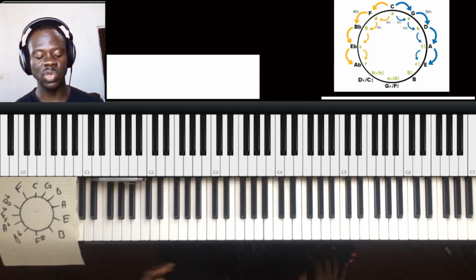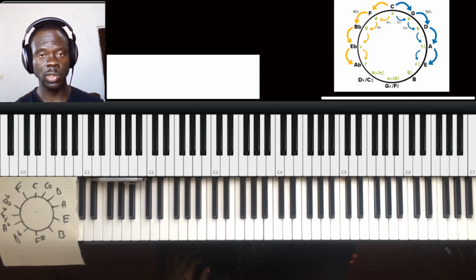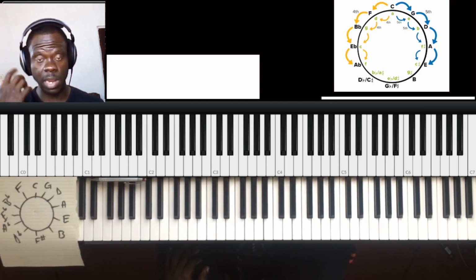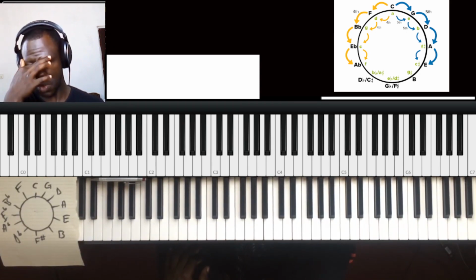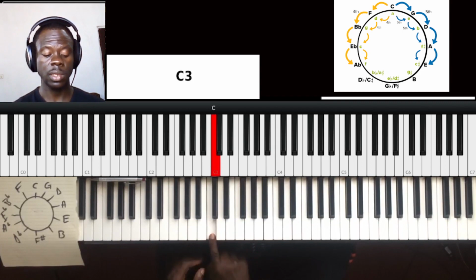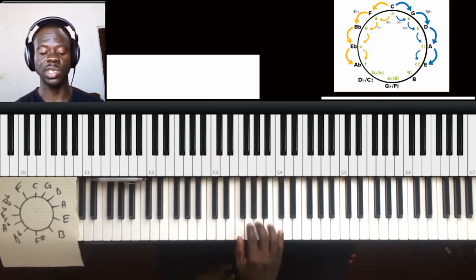Now let's move on to the next key. Let's use major keys and then find their relative minors. All right. Now let's move on to the 4th chord, which is F.